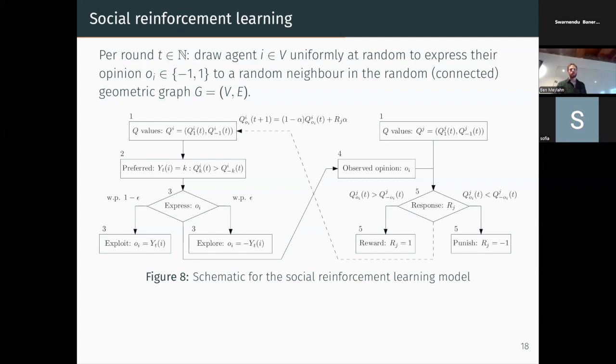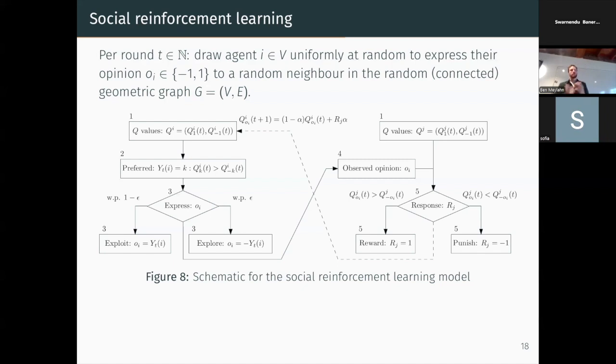So we'll send Rj is equal to 1. And if the observed opinion does not match their preferred opinion, they will punish. So they will send this Rj is equal to -1. The initial agent then takes that and updates the Q value only for the opinion that they expressed.